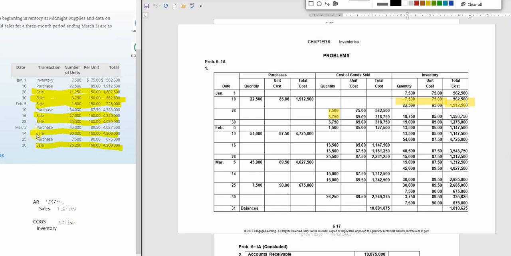Next thing I did was sell 25,500. I look at my inventory layers. I've only got the $87.50 one left. So I sold 25,500 of these, leaving 15,000. So my accounts receivable sales is $4,080,000. My cost of goods sold inventory is $2,231,250. I purchased 45,000 more, so now I have two layers, the 15,000 from here and this layer.